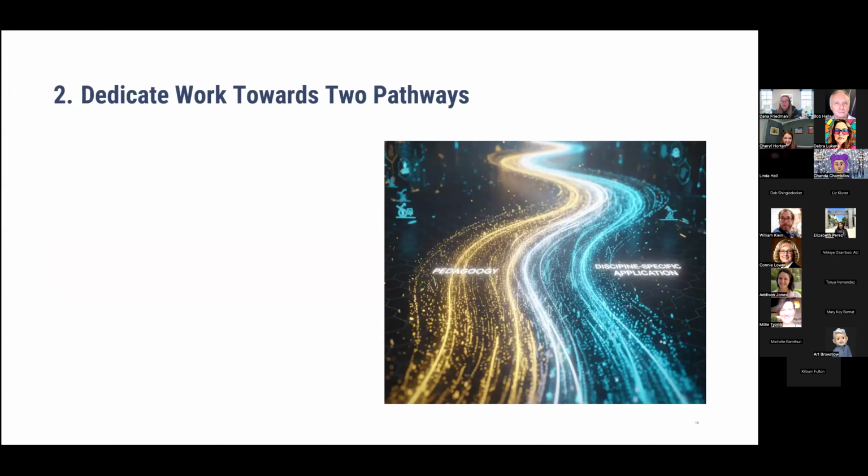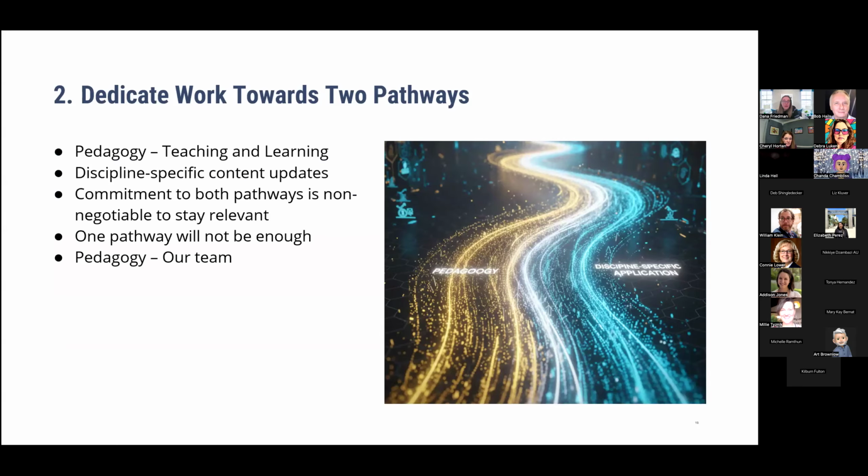And there's really two pathways. The pedagogical pathway, the Bloom's, keeping all of that learning theory there, and the discipline pathway. What are we doing in industry that our students need to be aware of?